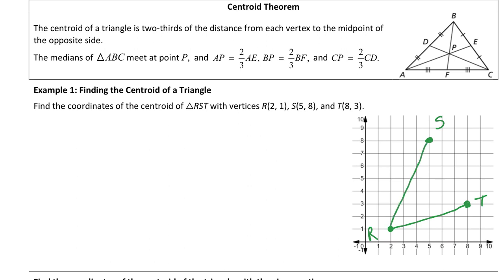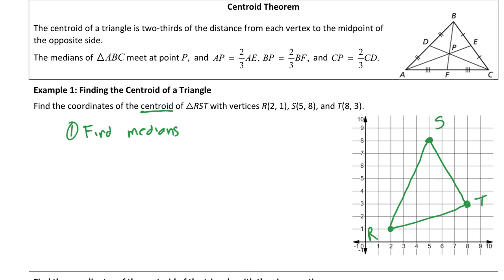And I apologize in advance for my crooked lines. I'm not very good at drawing straight lines with this pen. So the first thing you do to find this centroid of a triangle, and this vocabulary is very important, when I say centroid, I want you to know what I mean. When I say median, I want you to know what I mean. Find your medians.